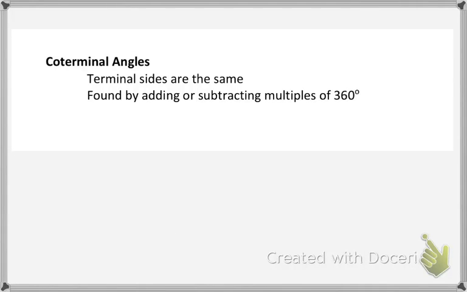Let's now look at the second part of Learning Target 9.2a, and that is what we call coterminal angles. Now, coterminal angles are any two angles that have terminal sides that are the same. So they're stopping at the exact same spot. And then when they give us the angle, we find coterminal angles by adding or subtracting multiples of 360 degrees.